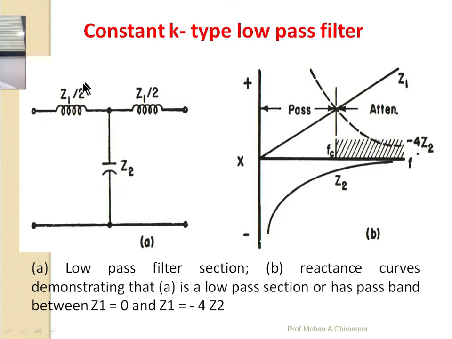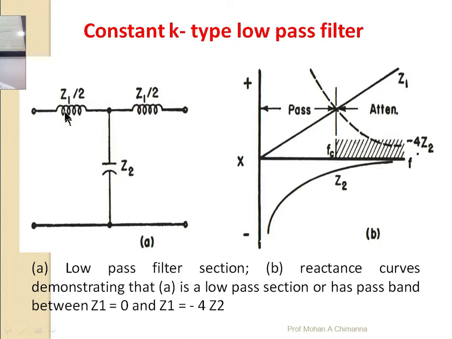constant K type of filter for the T section, there is a series arm impedance, and that series arm impedance is represented by Z1 by 2, Z1 by 2, and Z2. So here there are two inductors connected in the series arm and the capacitor is connected in the shunt arm. Then this circuit behaves like a low pass filter.